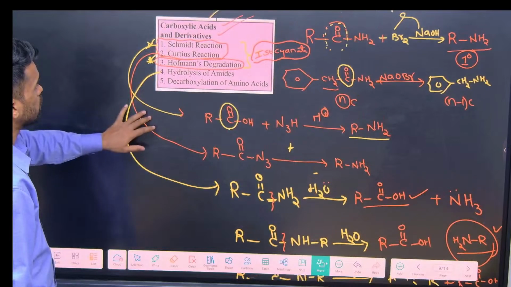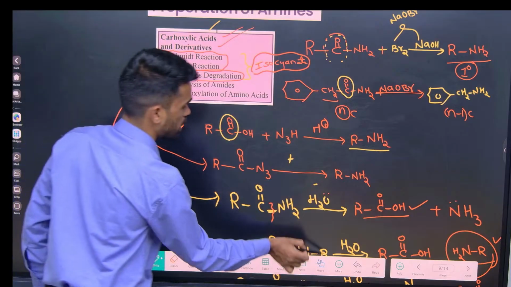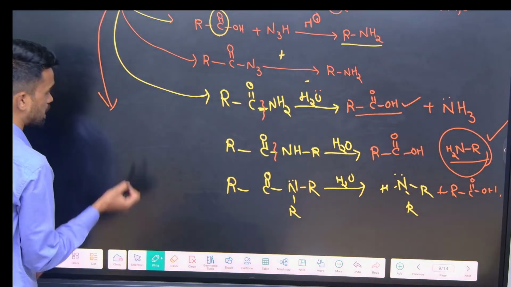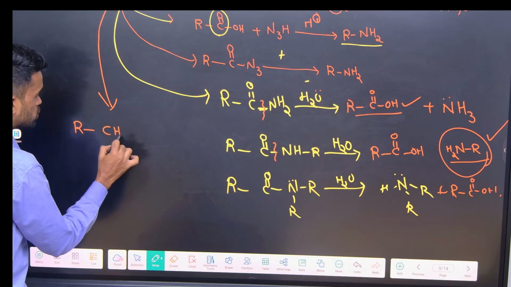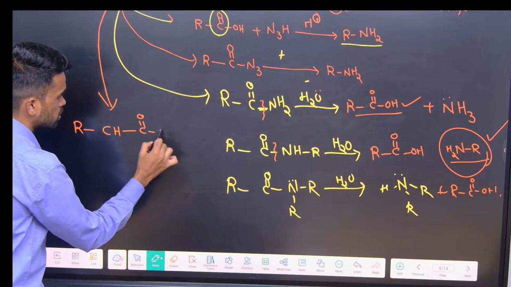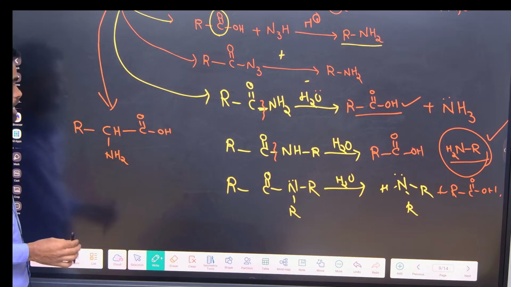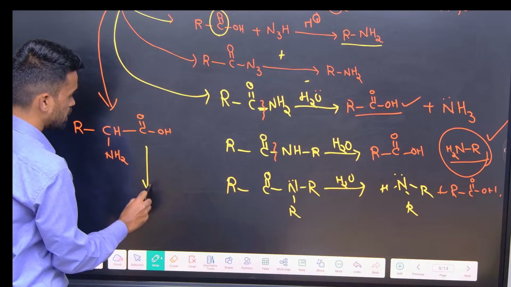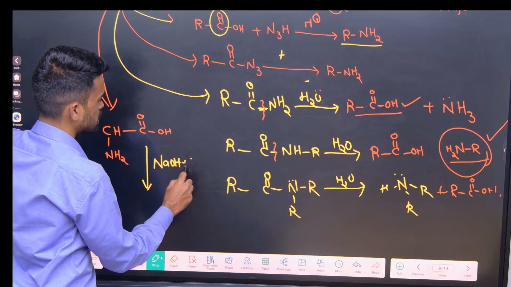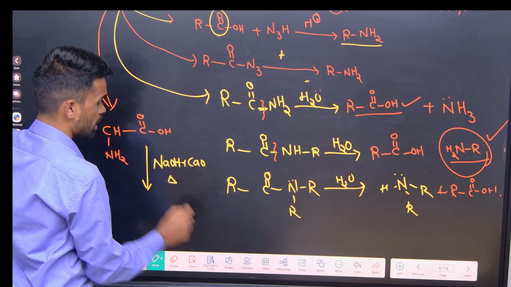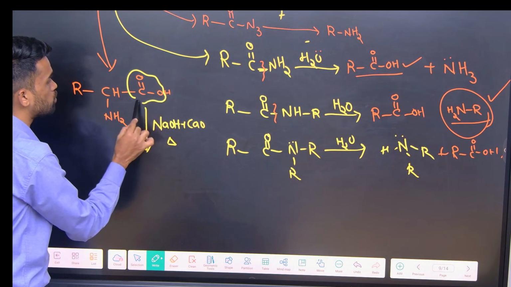And the next one, the fifth reaction given here, is decarboxylation of amino acids. You take alpha amino acids like alanine, valine, leucine. So I am writing R, CH, COOH and NH2. This is the generalized formula of an alpha amino acid. Now I am treating this with soda lime, that is Ca(OH)2 plus CaO, and heating this. Now what happens? The carboxylic acid group is removed as CO2. That is what we call decarboxylation.